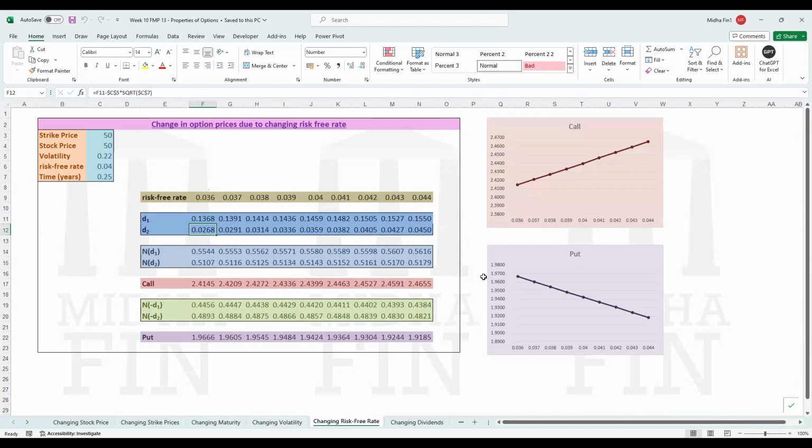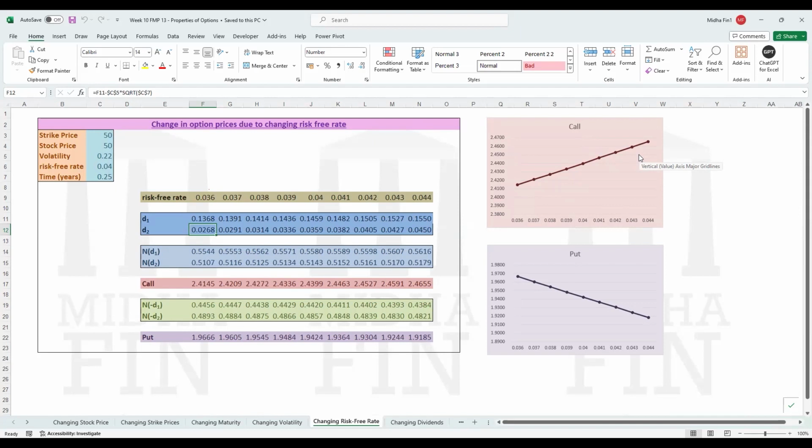So for risk-free rate, in the case of call, there is a direct relationship. If the risk-free rate increases, the value of call option will increase, but the value of put option will decrease. There is an inverse relationship. So put option price is inversely proportional to the risk-free rate, and call option price is directly proportional to the risk-free rate. This is the takeaway from here.